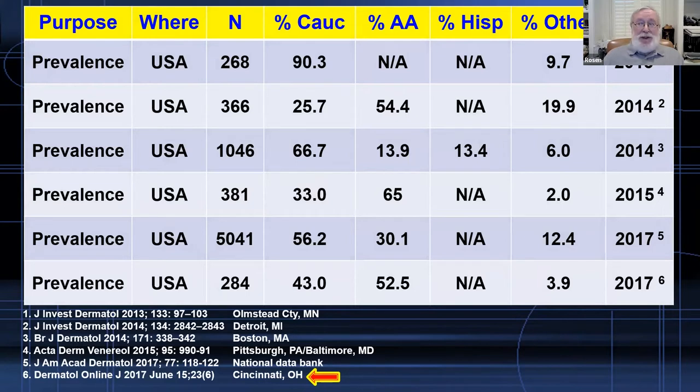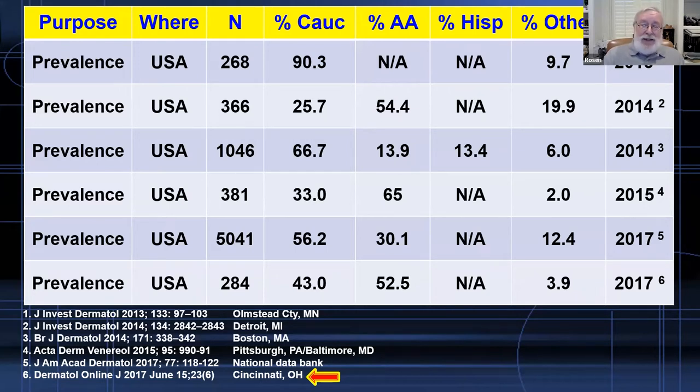For example, the first study shows that hidradenitis is seen in 90.3% of those who had it were Caucasian. Well, a study was done in Olmsted County, Minnesota, which is, as near as makes no difference, 100% Caucasian. The second study down there shows 54.4% of those who developed hidradenitis were African American. But that study was done in downtown Detroit at Henry Ford Hospital, where the majority of patients are African American, and so forth. Most of these studies have a flaw.